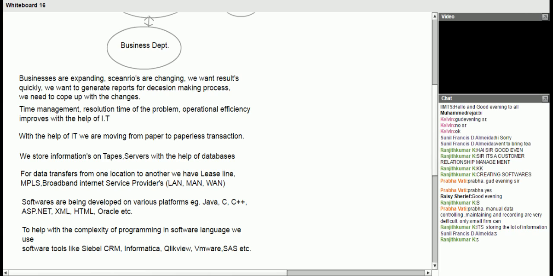A lot of tools are available in the market. You just have to install these tools on your system, and you can move ahead with resolving your problem. Instead of developing software, these are all ready-made software developed in the market. You have to purchase these software and install them in your system and get your job done.